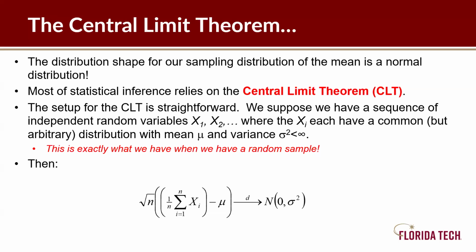Note that these conditions are met. This is exactly what we have. We have a random sample. So if we have a sample that's IID, independent and identically distributed, then we have the setup for the central limit theorem. Then, if that is the case, the square root of n times the sample mean, 1 over n times the sum from i equals 1 to n of x_i, that's just the sample mean, minus the population mean, converges in distribution to a normal with mean 0 and variance sigma squared.